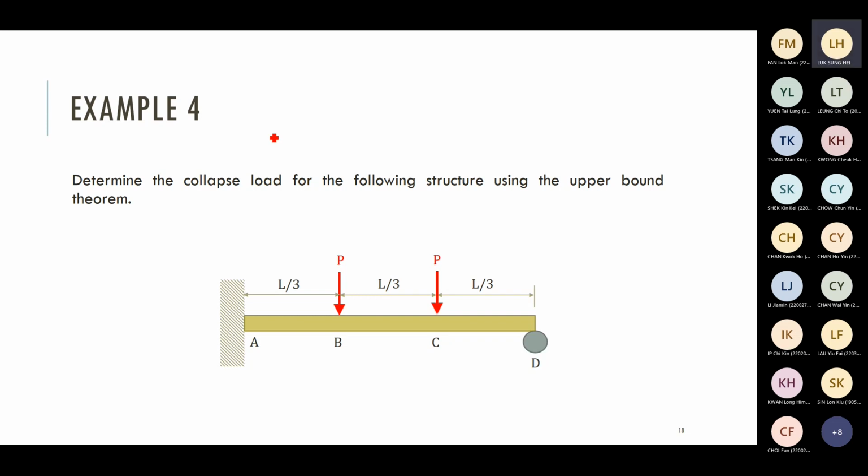In example 2, we have already considered this arrangement, one end fixed, one end roller. But in example 2, we have only one concentrated force. In this example, we have two concentrated forces. Try to estimate the collapse load using upper bound figure.